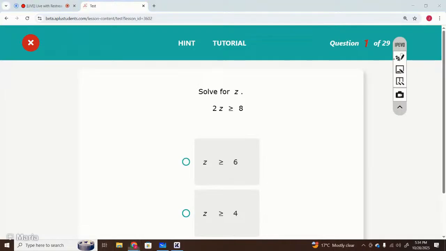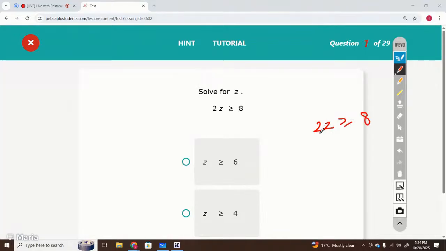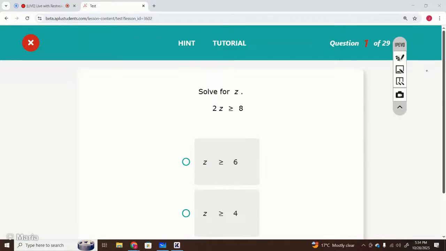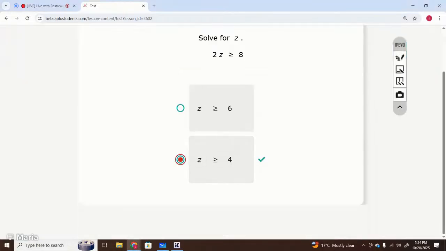2z is greater than 8. We need to calculate the value of z only. So divide both sides by 2. So z is greater than 4. The correct option is option number 2, that is z is greater than 4.